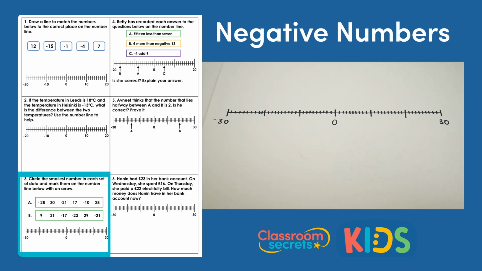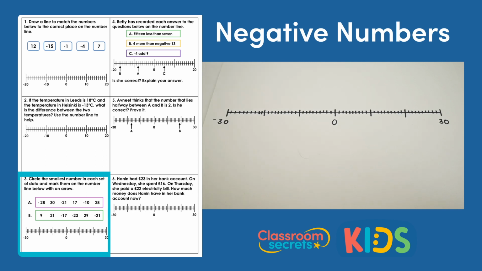First part of our question, it asks us to identify the smallest number in each set. So we need to work out which number is the smallest in that group of numbers. 30, 17 and 28 are all positive numbers, so they're all greater than the negative numbers. So we can already rule those three out. That means we're left with negative 28, negative 21 and negative 10.